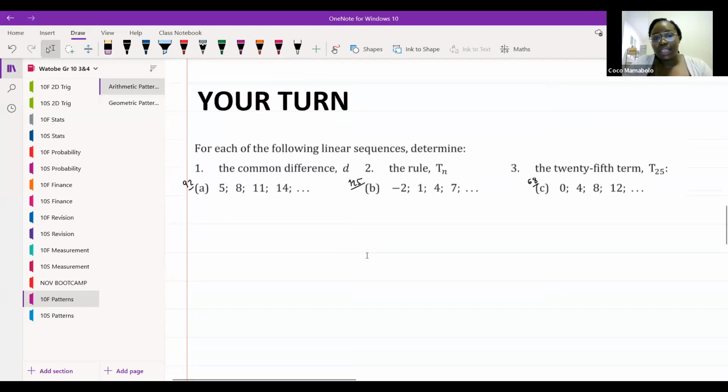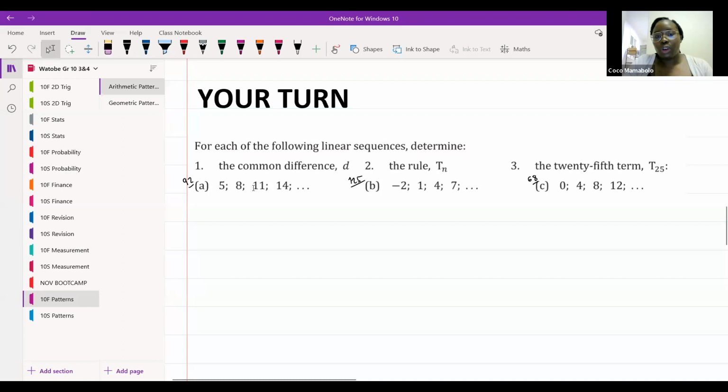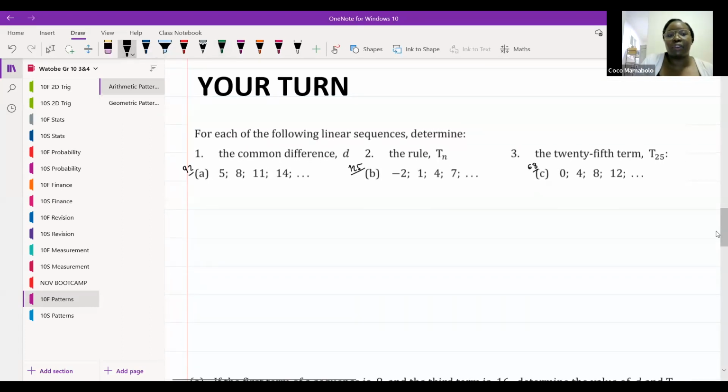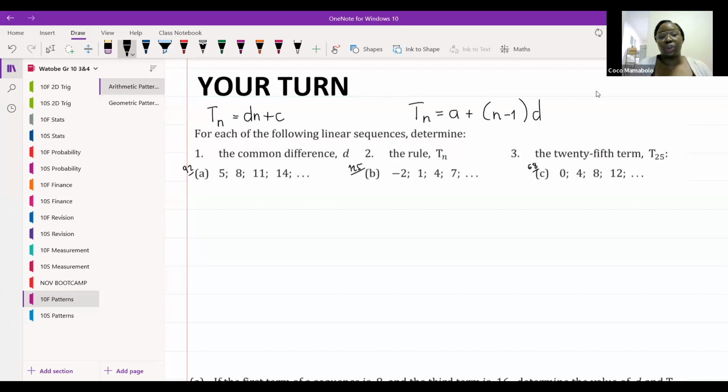All right, here's our next example. All right, we're going to look at this sequence over here. Okay, I'm going to rewrite the formula for you. This is the first one. Tn is equal to Dn plus C, and Tn is equal to A plus, open brackets, n minus 1, close brackets, D. You can choose which of these you want to use, but who remembers rule number 1? What is the first thing we must do? Rule number 1 says we must what?